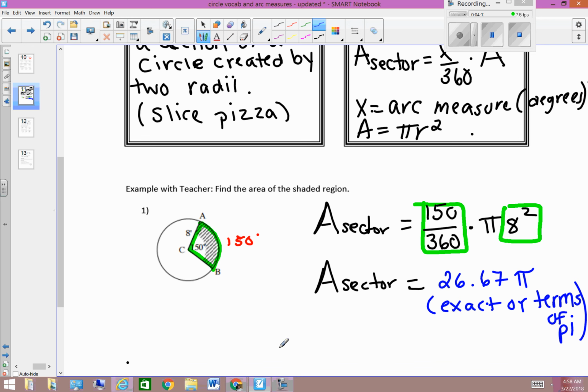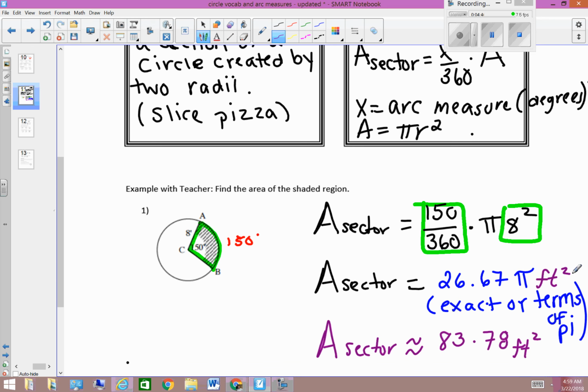And if I kept it as a fraction, that would really be exact, but we rounded here to get the decimal. Or if I multiply now 26.66666667 by pi, and we use the pi button on our calculator, I'm going to get the area of the sector is going to be about, remember squigglies mean about, 83.78. And we are in feet squared.